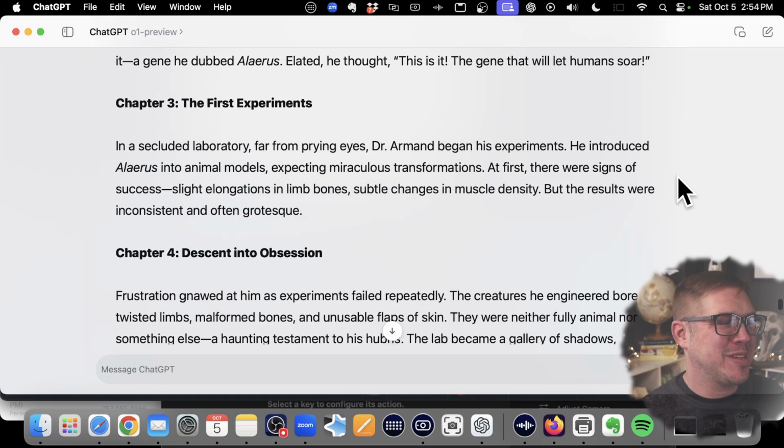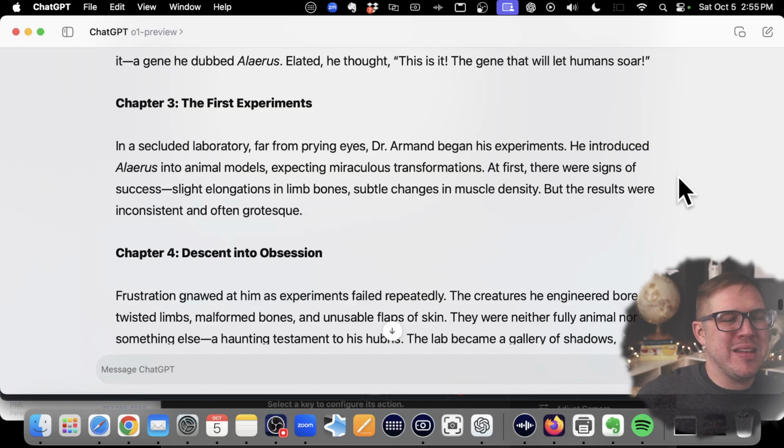Chapter 3, The First Experiments. In a secluded laboratory, far from prying eyes, Dr. Armand began his experiments. He introduced Alarius into animal models, expecting miraculous transformations. At first, there were signs of success, slight elongations in limb bones, subtle changes in muscle density, but the results were inconsistent and often grotesque.